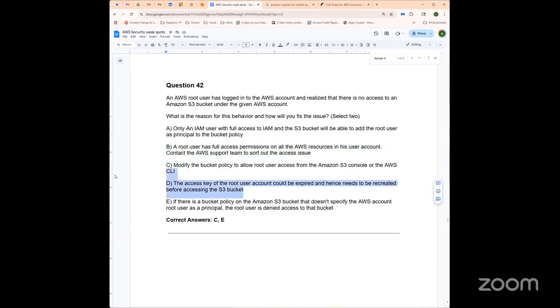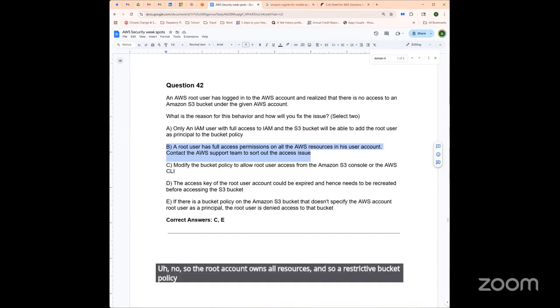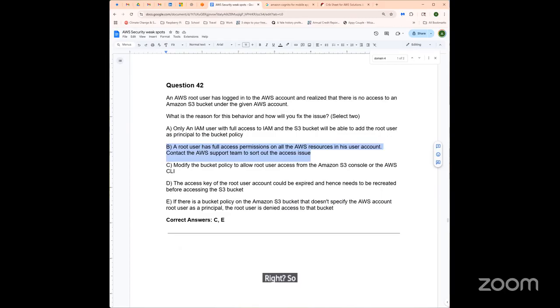Oh, sorry, that would be D. And the root user inherently has full permissions to the account ownership. No, so the root account owns all resources. And so a restrictive bucket policy can override permissions. Remember that explicit deny can be in there, and the implicit deny can be there, even for the root, right? So it can result in an access denied until the policy is adjusted, which the root user can do.